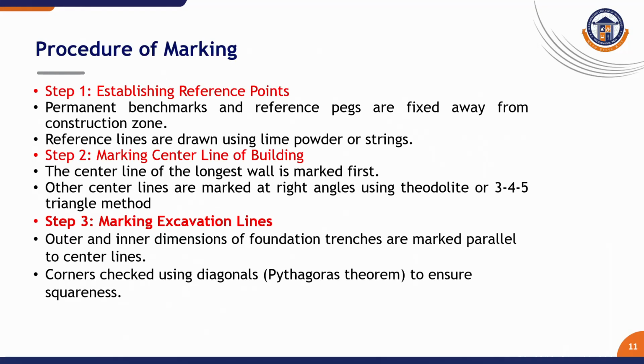Then the procedure for marking. Step 1 is establishing reference points. Already we have existing points near the site, so we mark those. Then the second step is marking the center line of the building. We know the plan, so we will mark the center line of the building. The third step is marking excavation lines from the center line of the same plan.